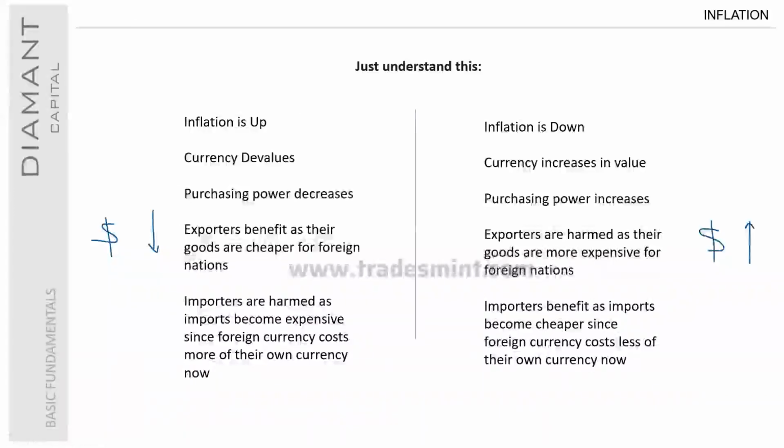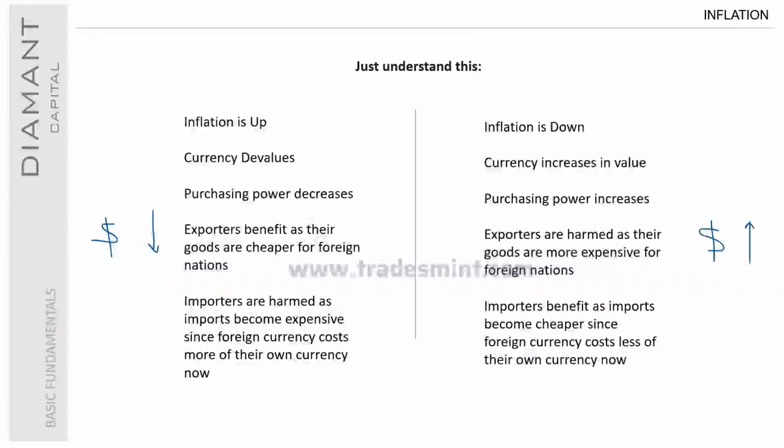So to really break it down, inflation going up and inflation going down, which is also called deflation. When inflation is rising, the currency devalues. Purchasing power decreases, as we explained with that $100,000 example.